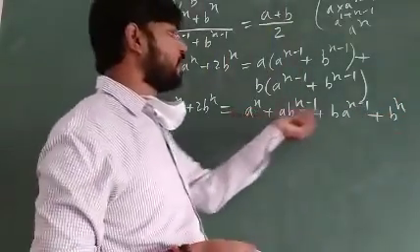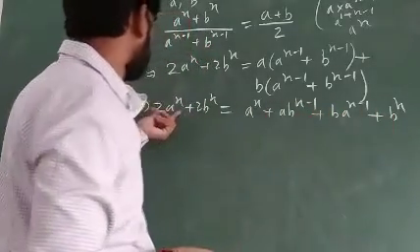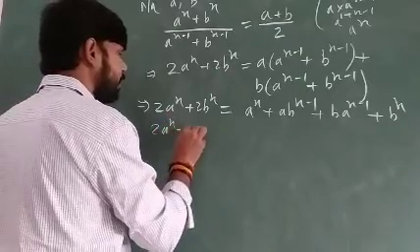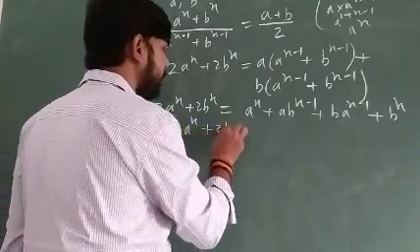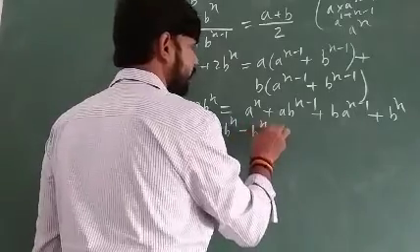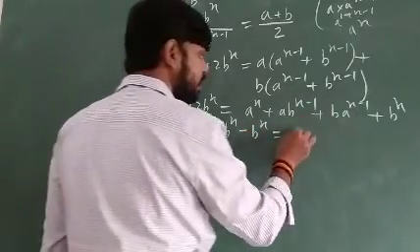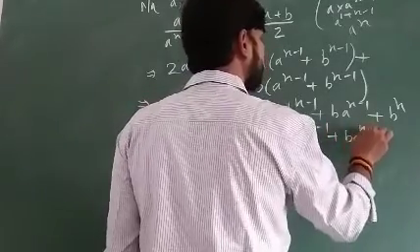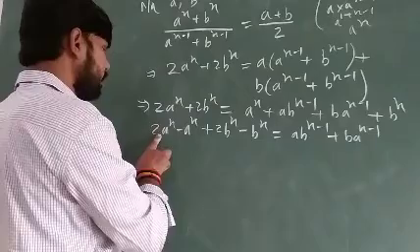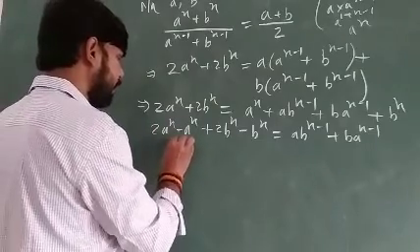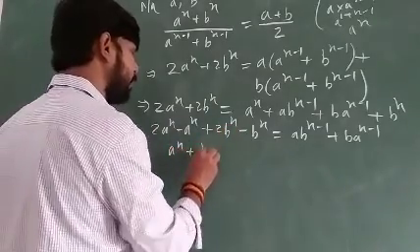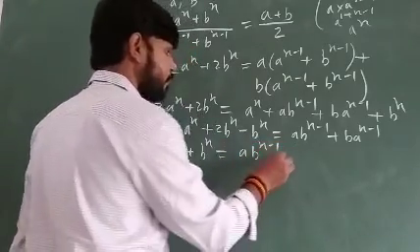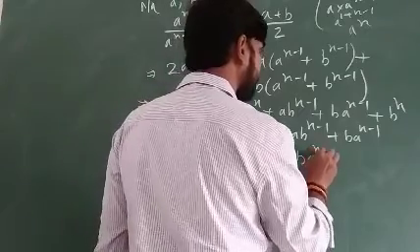Now B multiplying with this term, the base remains the same, so you get plus B power n. Now this A power n and this B power n can be taken together with these terms: 2A power n minus A power n plus 2B power n minus B power n equals, these two terms remain here, A B power n minus 1 plus B A power n minus 1. Now 2 minus 1 gives A power n, and similarly here B power n equals A B power n minus 1 plus B A power n minus 1.